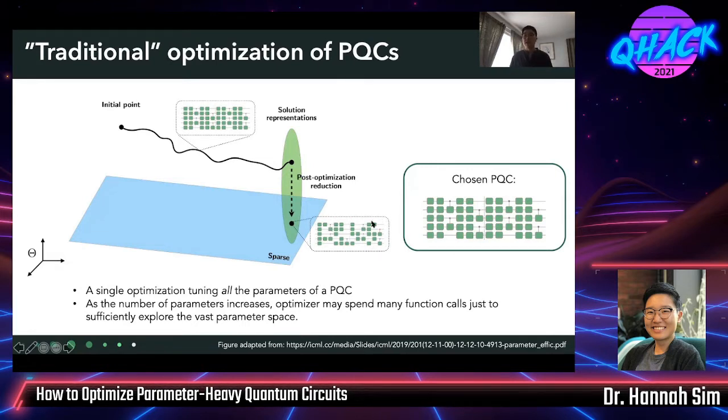And so while this optimization approach may work for smaller circuits, as the number of parameters increases, the optimizer might be overburdened by the vast parameter space and may spend a lot of function calls just to sufficiently explore that space.